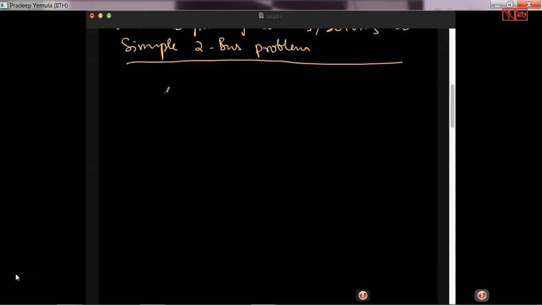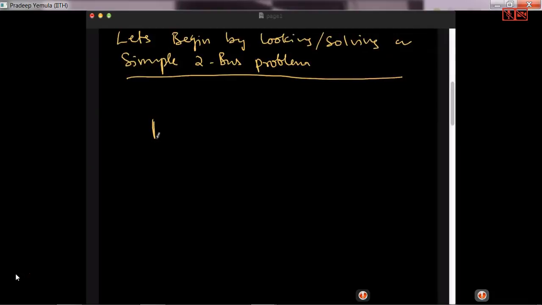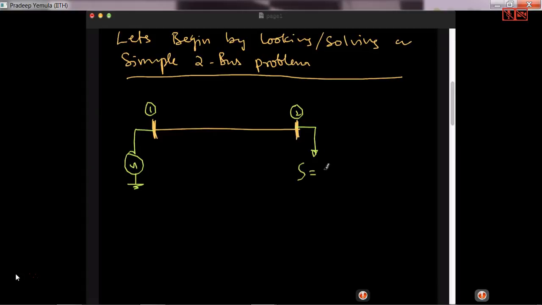The two-bus system is something like this. There is a bus 1 and a bus 2, and I'm giving a very standard basic problem. There is a generation at bus 1 and a load at bus 2. The load at bus 2 is 0.9 plus j0.5 in per unit. And the line has a reactance, which we consider as j0.1 per unit.